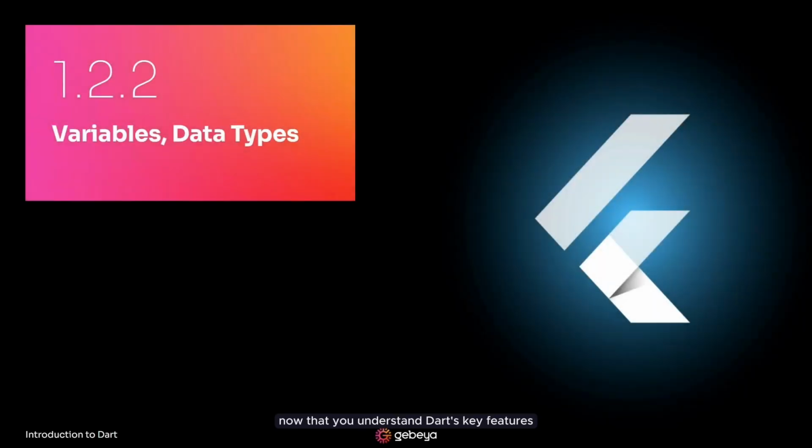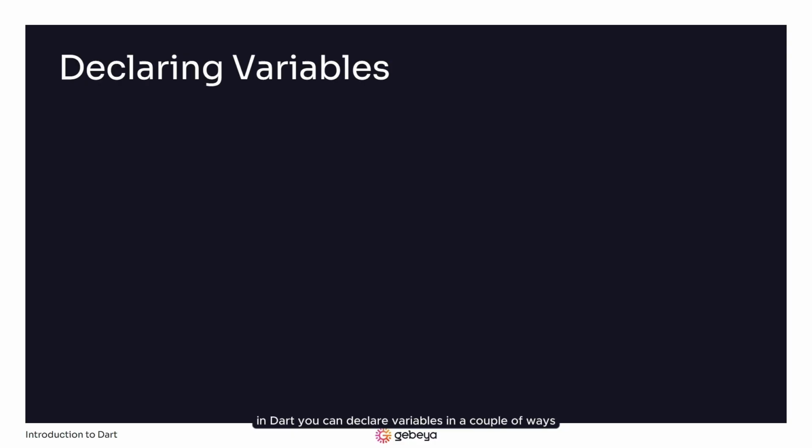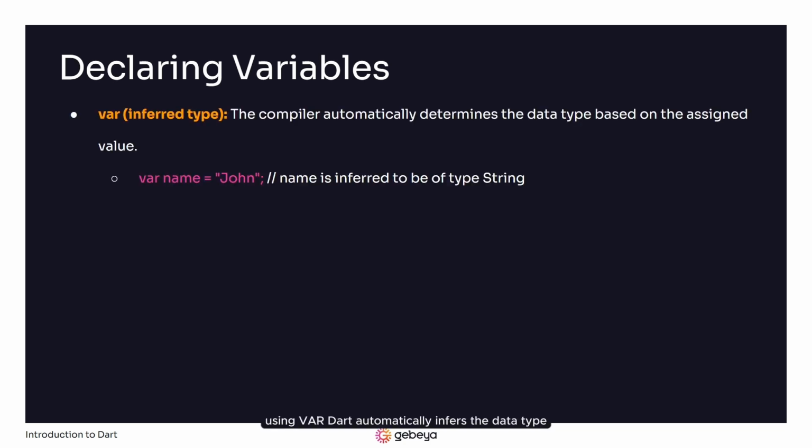Now that you understand Dart's key features, let's move into variables and data types, which form the foundation of any programming language. In Dart, you can declare variables in a couple of ways. Using var, Dart automatically infers the data type based on the value assigned.